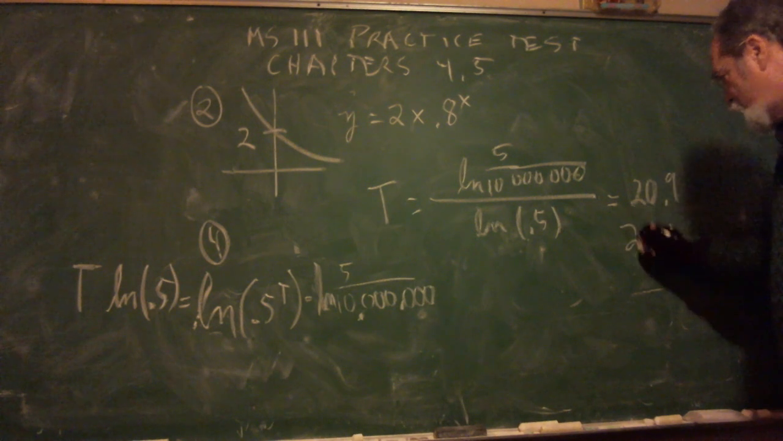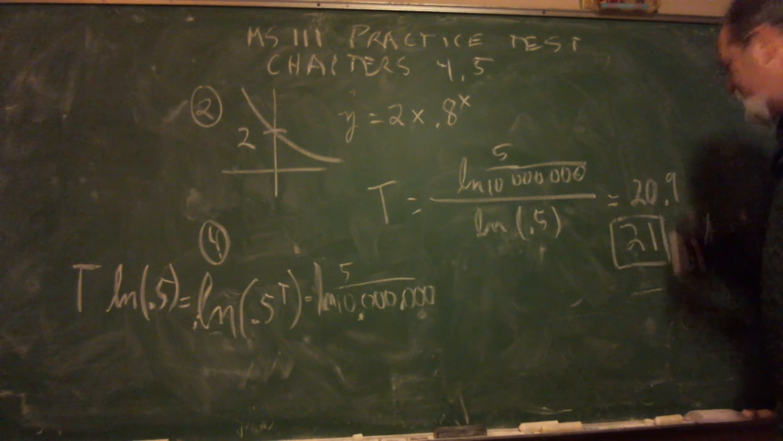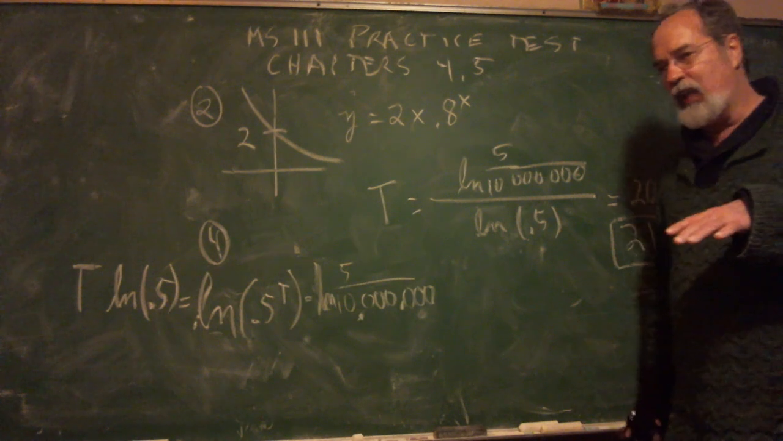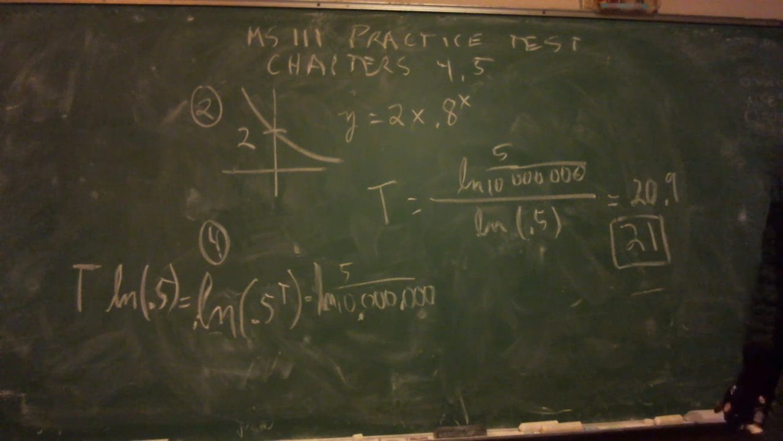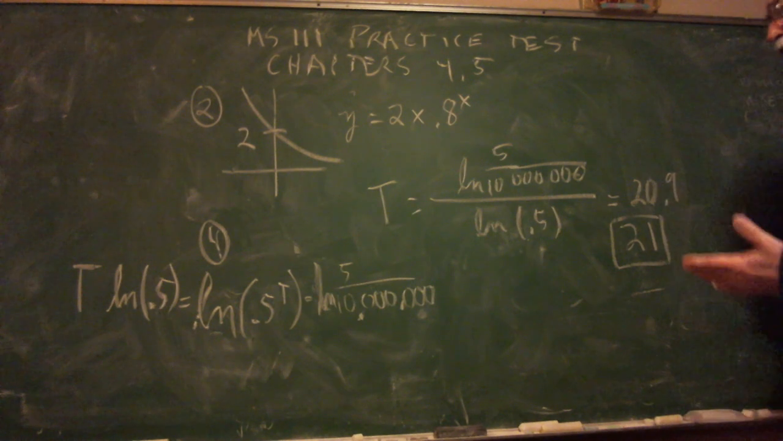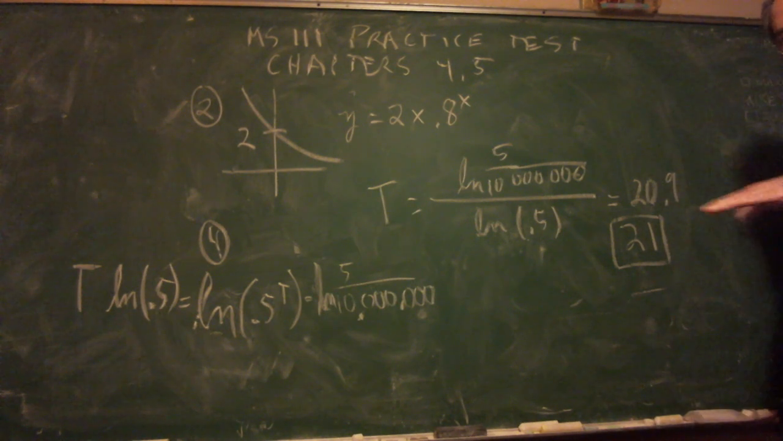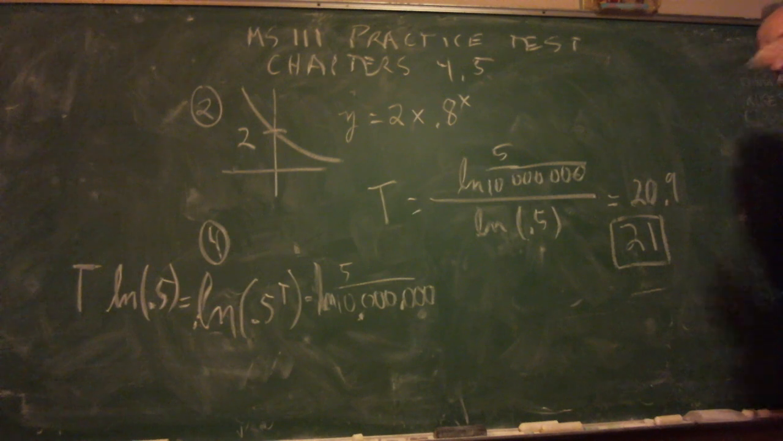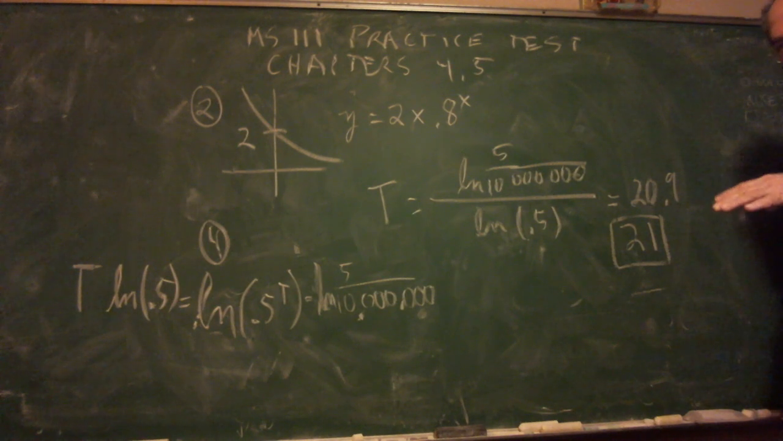So actually 21 is the right number of times, because 20.9 is going to give us exactly 5. We want less than 5 ducks. So 21 times is going to cut the population in half. That'll be the first time, after that 21st cutting of the population in half, that we'll actually have fewer than 5 ducks. Hope that one made sense.